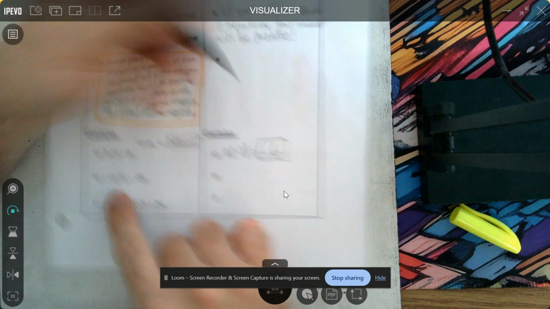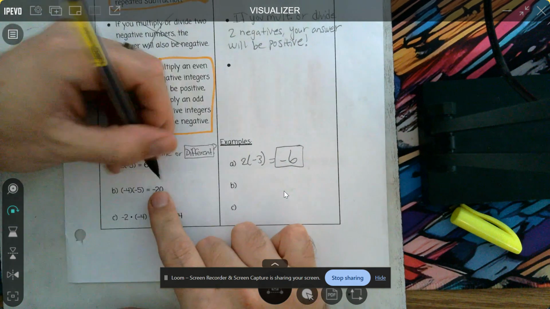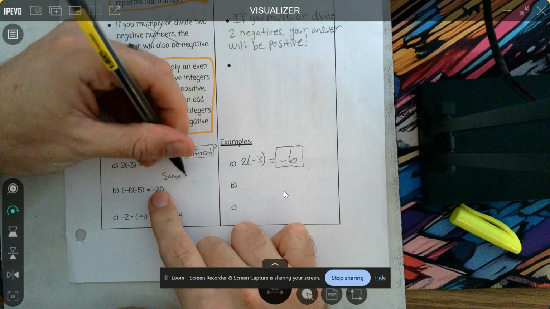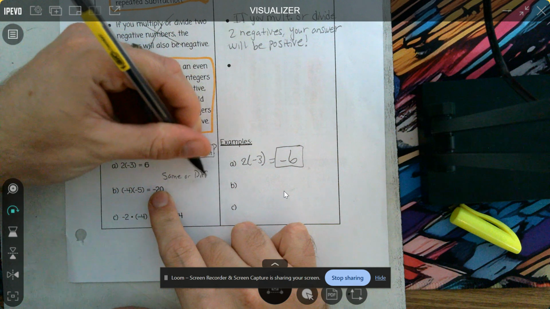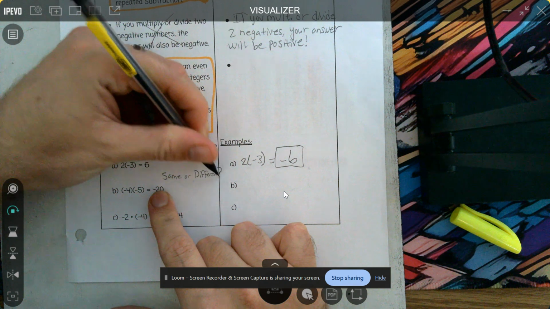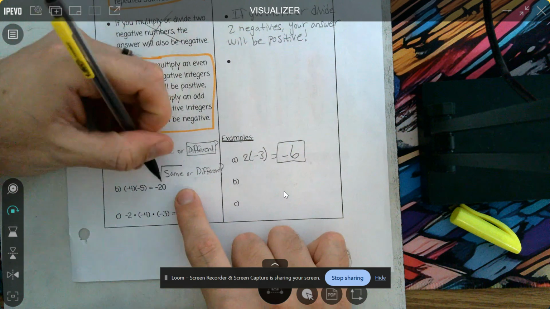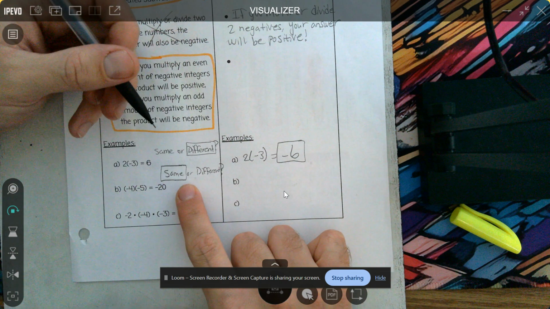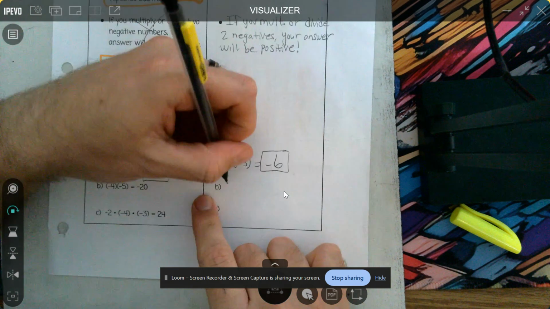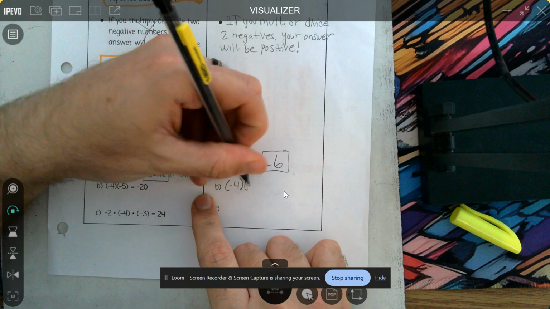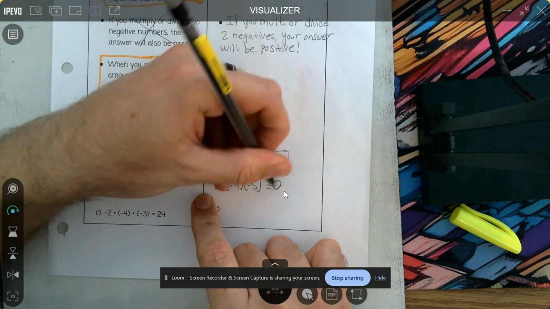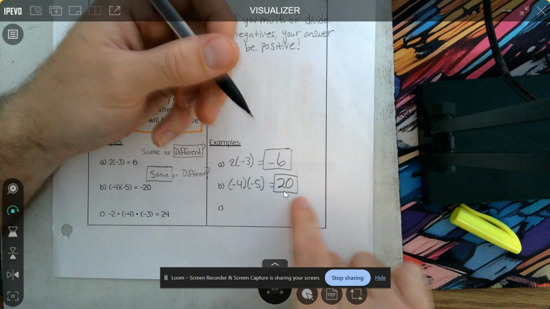Let's try letter B. You try this one by yourself. Are they same or different? Go ahead and try this one yourself. You should have decided they are the same signs. So it should be positive. So negative 4 times negative 5 should be positive 20.